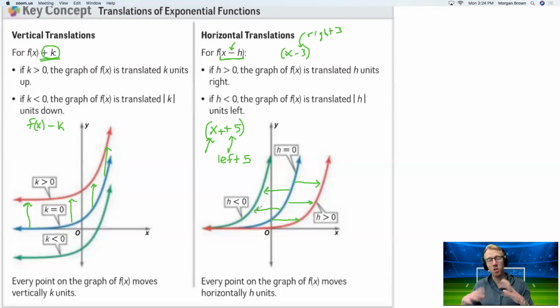So it's really important to learn the basic shape of the graph and then apply these transformations left, right, up, down. Okay, we'll jump ahead.